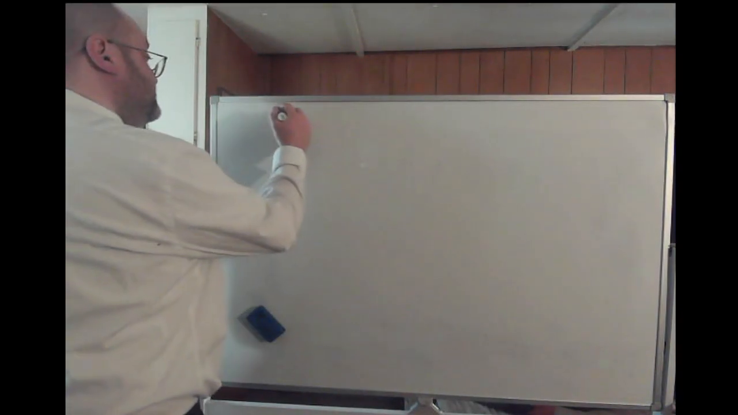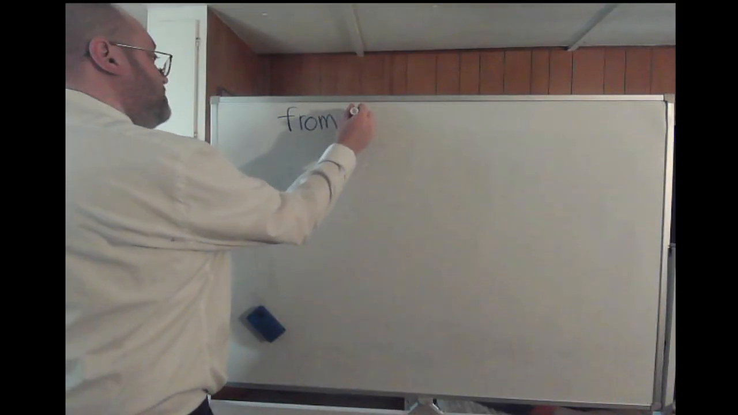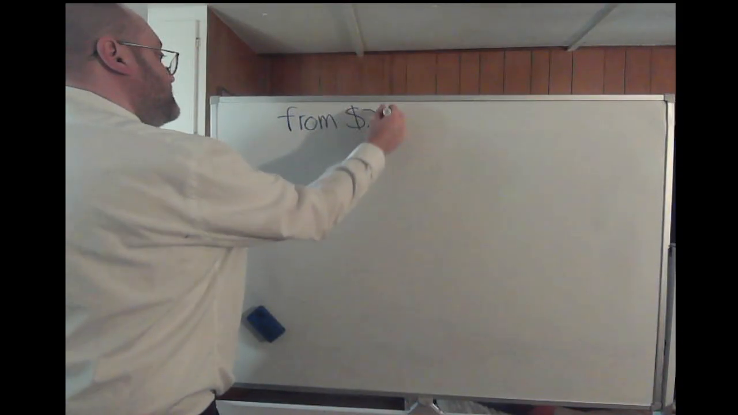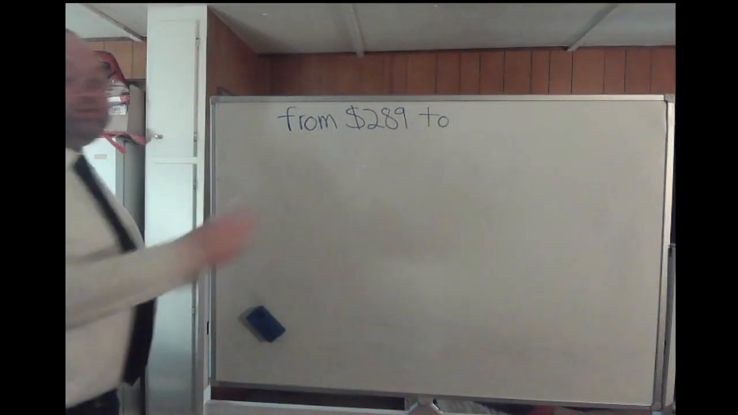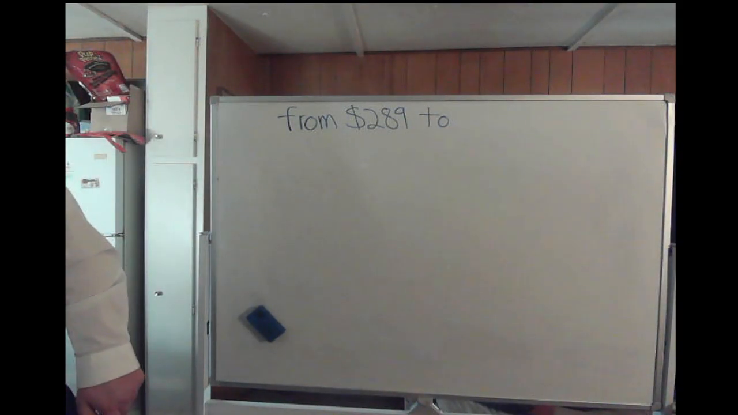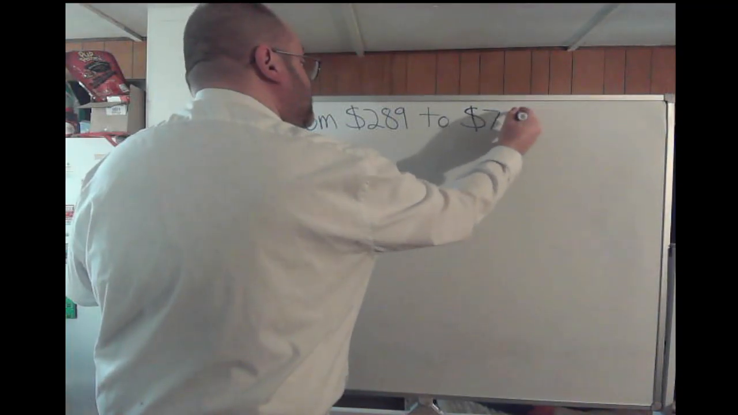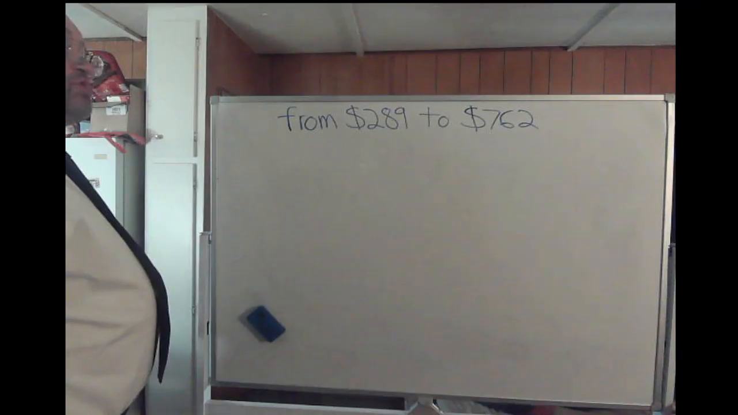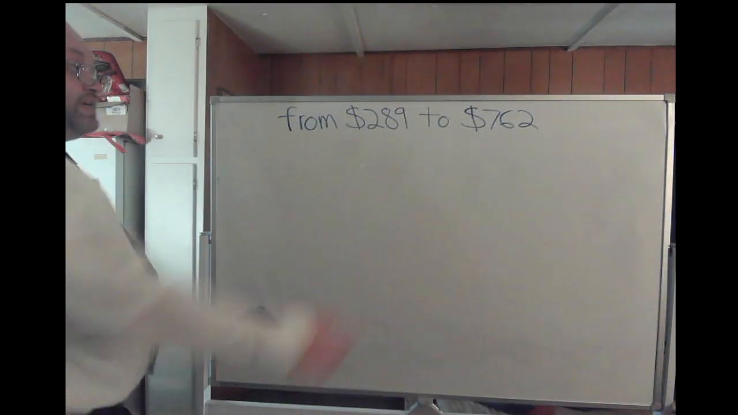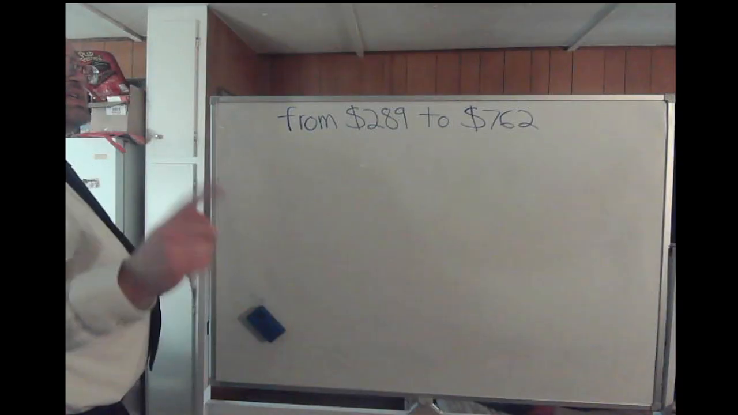Another fun one. Let's say you have $289 in your bank account. You're starting with $289 in your bank account. All of a sudden, you go up to $762. That's a pretty substantial jump in your bank account. Well, we can clearly see if you're going from 289 to 762, that's an increase.